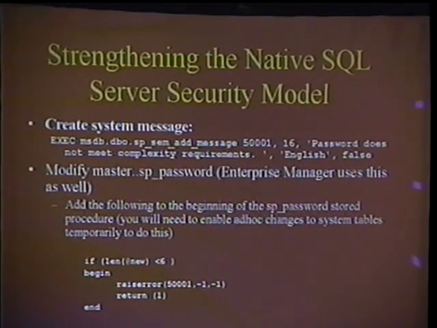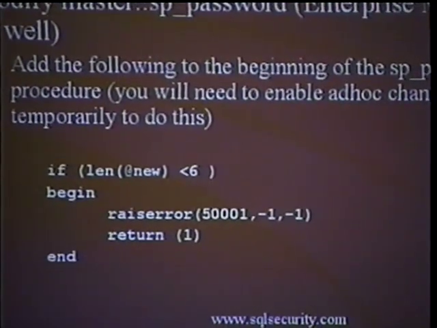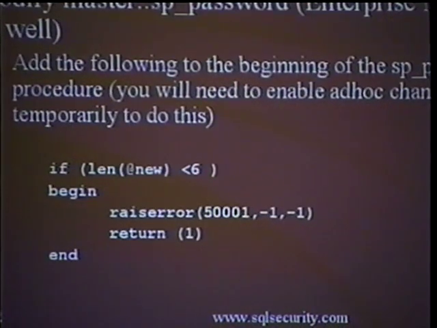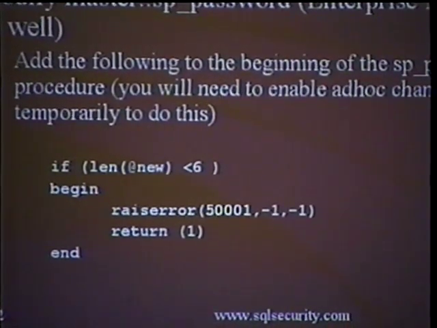Then we go into the sp_password stored procedure, and we'll add this little piece of code right here. All we're going to do is, if the length of the new password this person has provided is less than 6, then raise an error, with the message being the 5001, the exact one that we created, and return an error in this case. We don't want to return 0.